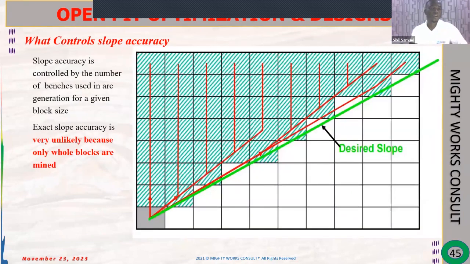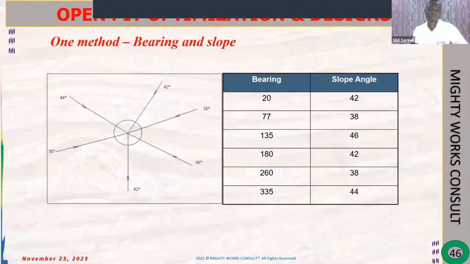Okay. So what controls is that you want to establish a slope and you have a desired slope, but after generating your structure arc, you may not get the desired slope. The discrepancy between this and the desired slope is what we call the slope error, or some people call it the slope accuracy.